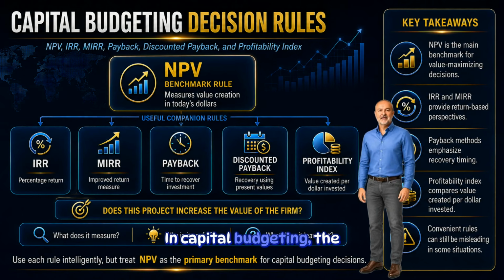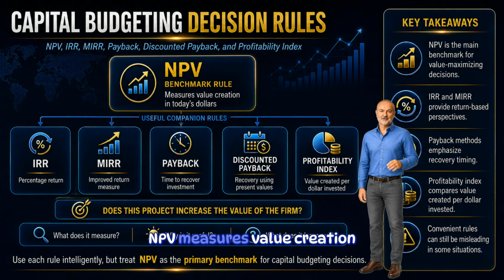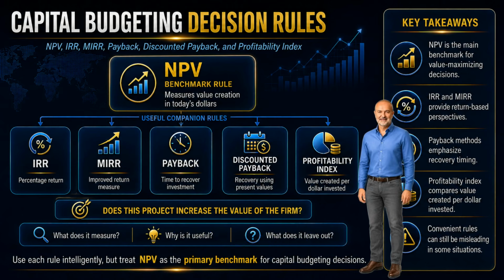In capital budgeting, the central question is simple: does this project increase the value of the firm? That is why net present value, or NPV, is the benchmark rule. NPV measures value creation in today's dollars. If a project has a positive NPV, the present value of the expected future benefits is greater than the present value of the costs required to undertake the project. For an independent project, the NPV rule is straightforward: accept positive NPV projects and reject negative NPV projects.